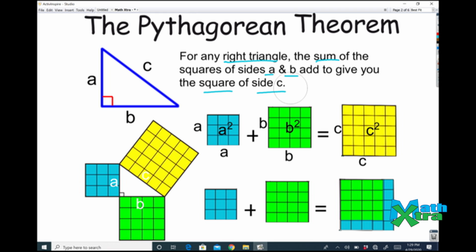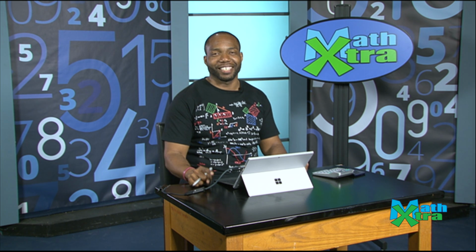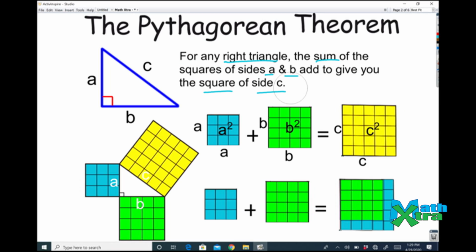I'm going to say that one more time because I really want y'all to get this, okay? For any right triangle, so this only works for right triangles. You see this right angle symbol? For any right triangle, if I take the squares of the sides A and B and add them together, they will give me the square of side C.